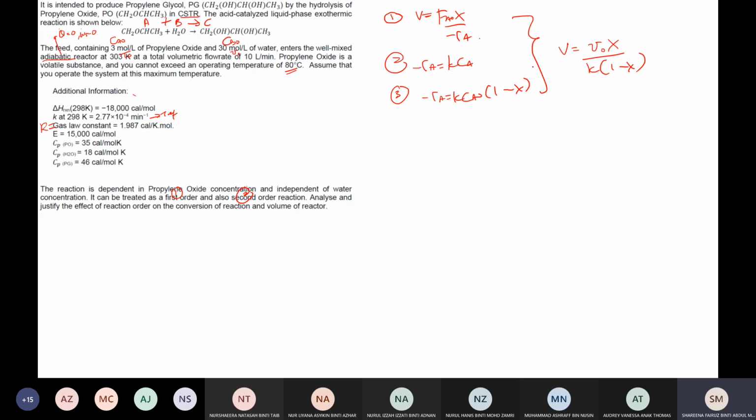In this case, you need to get K at a temperature of 80 degrees Celsius, but the value of K given is at the T reference. So you need to get K at the required temperature, 80 degrees Celsius, by applying the Arrhenius equation: K is equal to K0 exponent E over R, times 1 over T0 minus 1 over T.